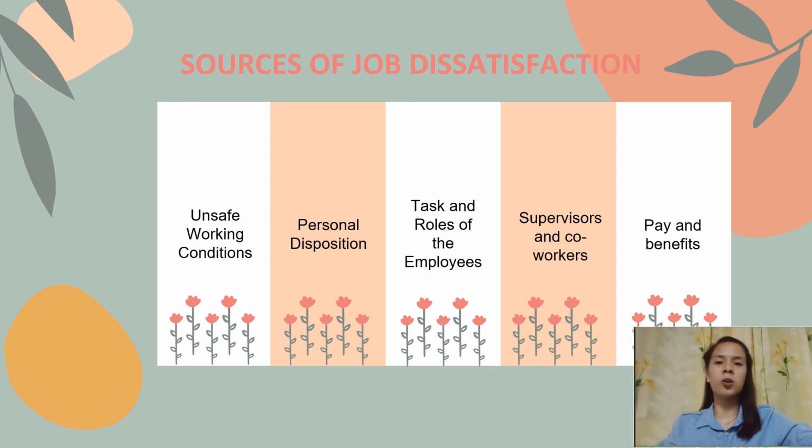Another one is the task and role of the employee, wherein as a predictor of job dissatisfaction, nothing surpasses the nature of the task itself. Many aspects of a task have been linked to job dissatisfaction. Another factor to consider is the supervisors and coworkers. They affect job satisfaction. A person may be satisfied with his or her supervisor for 1 or 2 reasons. First, the job incumbent may see her supervisor as having warmth, that is, genuinely caring about the worker and respecting her as a person. Lastly, the pay and benefits.